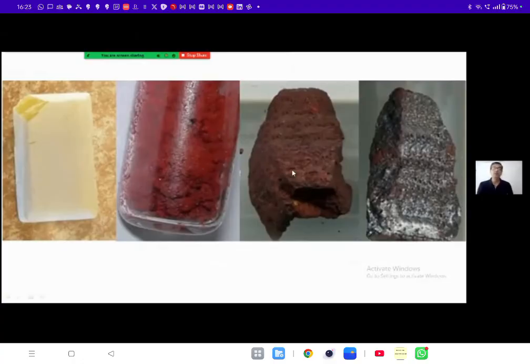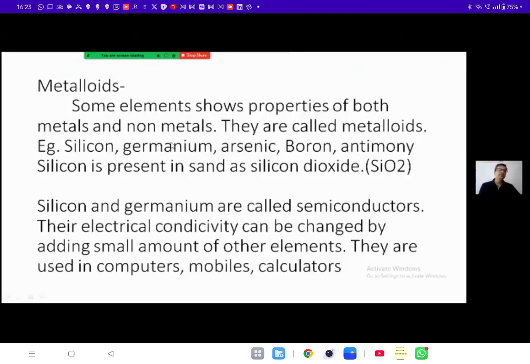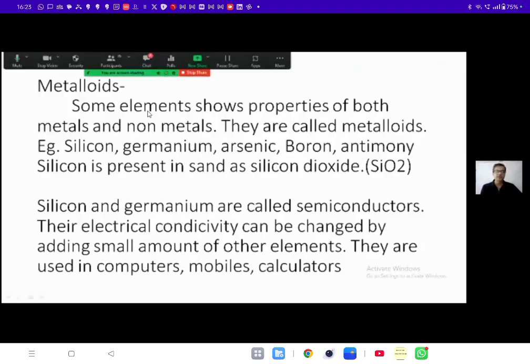These are again called allotropes. The last part is metalloids. Now, metalloids show some property of metals and some property of non-metals. For metalloids, there is no definition in chemistry as to when we should say one is a metalloid or not.